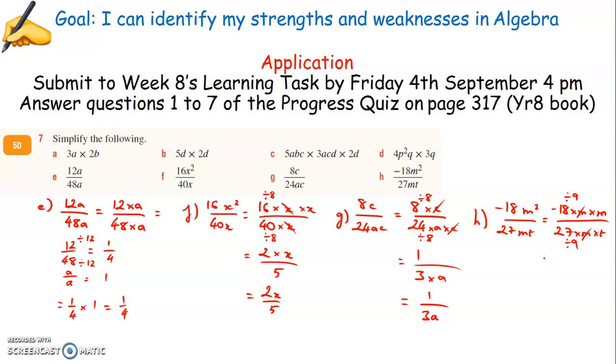How many times can 9 go into 18? 2 times. So here we have negative 2, times m, that's what we have left at the top. And down at the bottom, how many times can 9 go into 27? 3 times, and also the letter t. So here we have negative 2m over 3t.